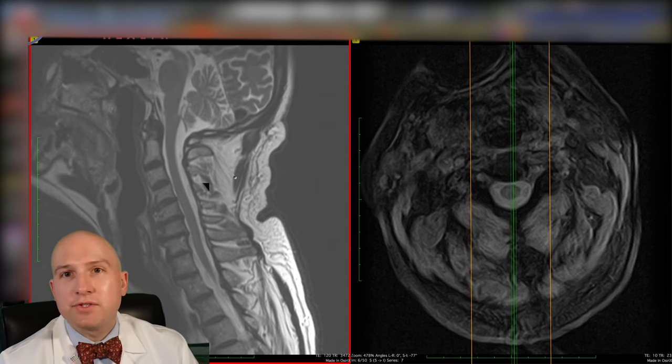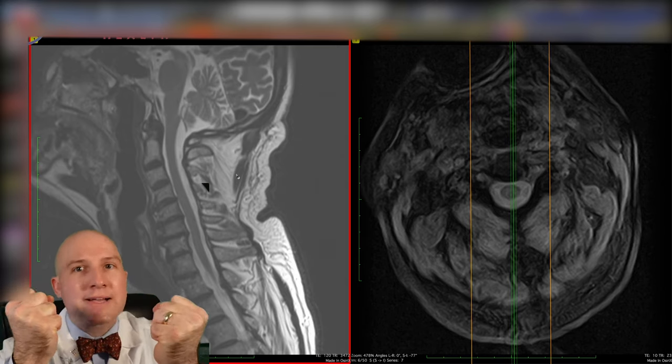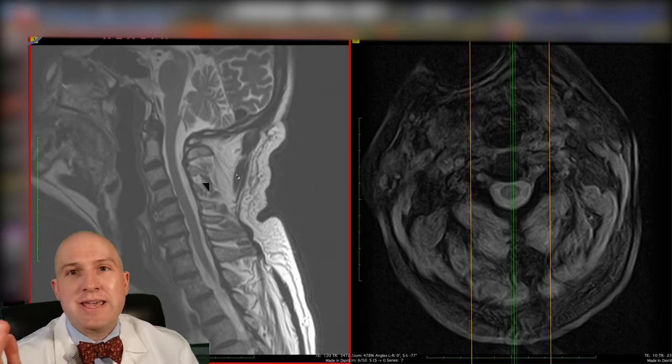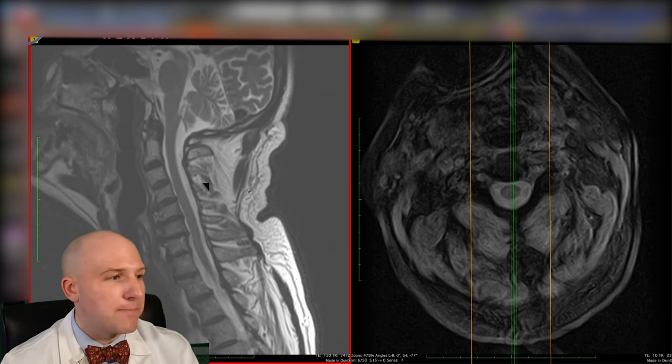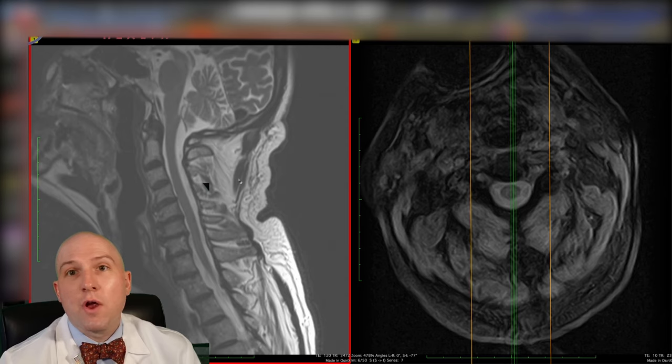It's a T2 sequence. This has to do with the way that the magnet aligns the water molecules, and then as they relax back, the signal that's received is then converted into this data. So this is what we look at first when we're in the office or in the hospital for an MRI. So this is a cervical MRI, a T2 sequence.